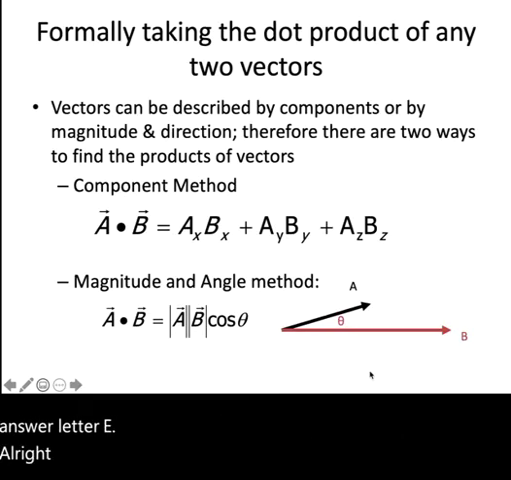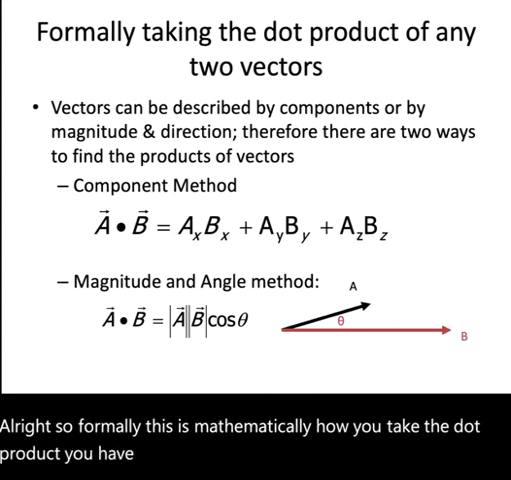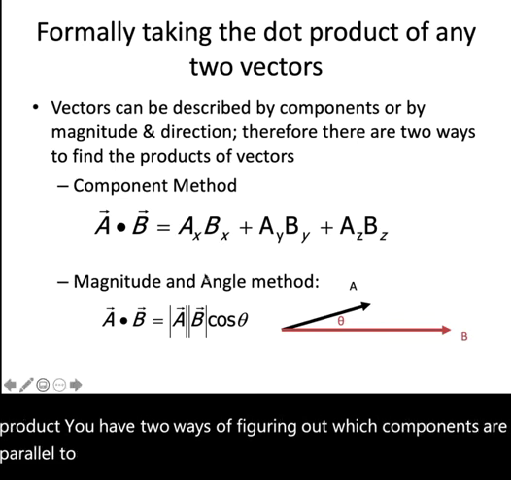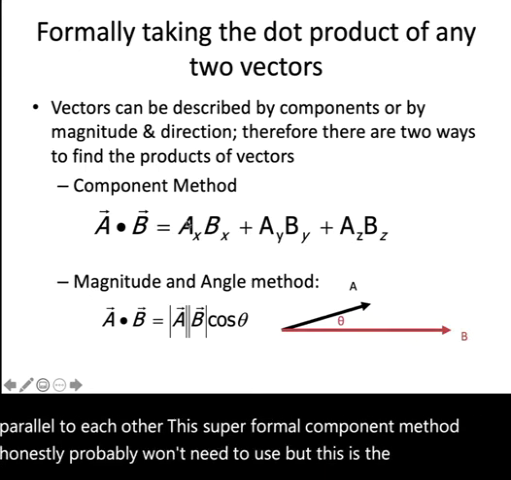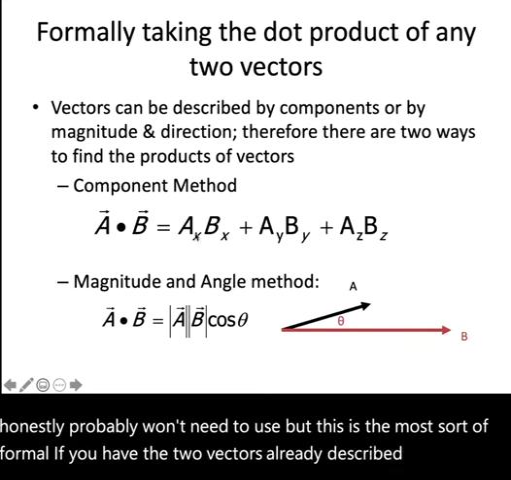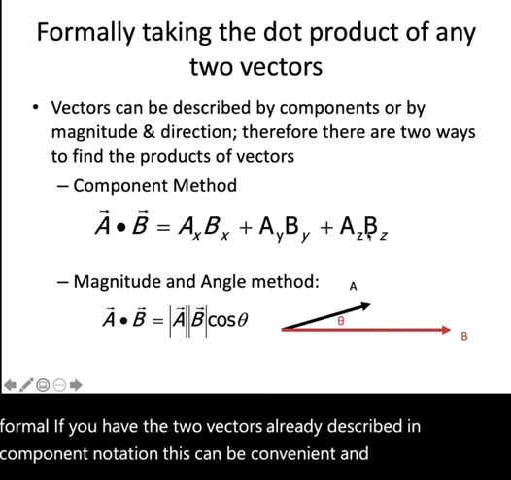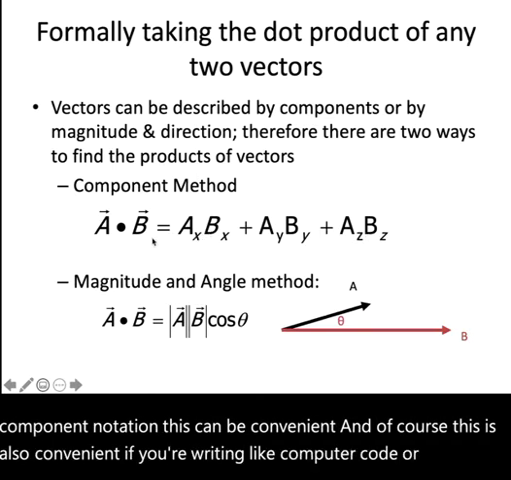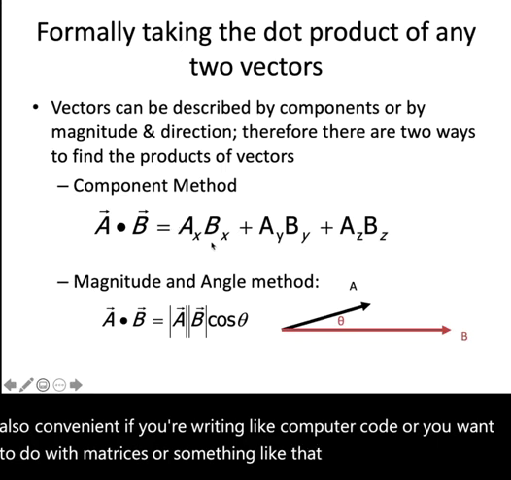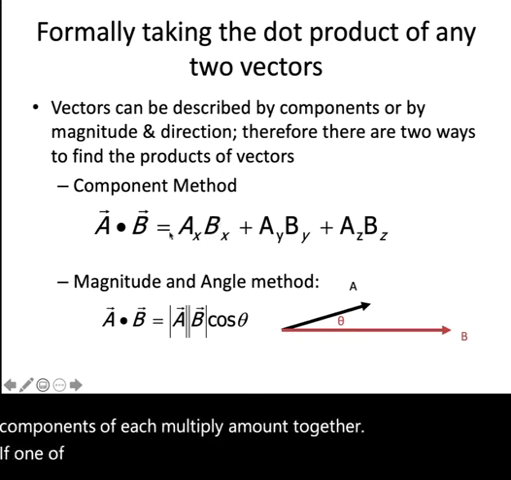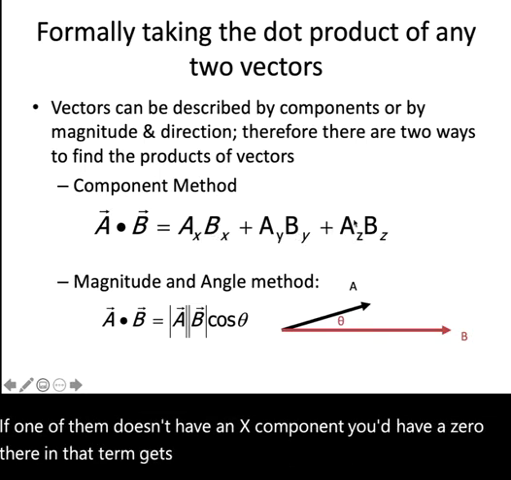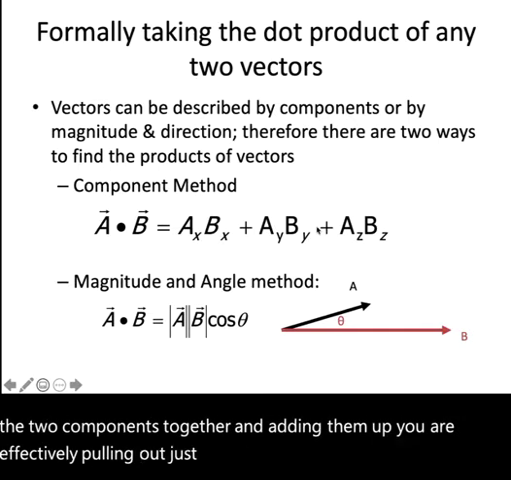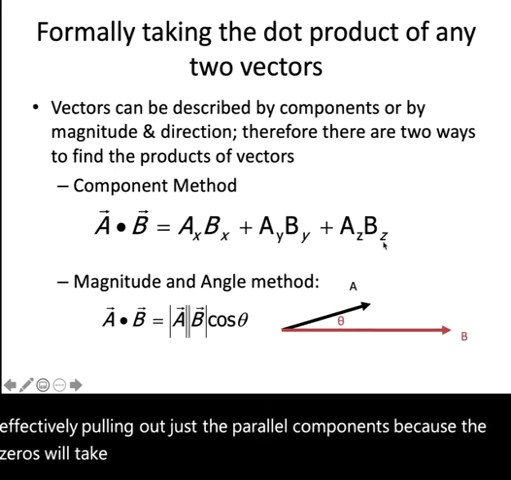All right, so formally, this is mathematically how you take the dot product. You have 2 ways of figuring out which components are parallel to each other. This super formal component method we honestly probably won't need to use, but this is the most formal. If you have the 2 vectors already described in component notation, this can be convenient. And of course, this is also convenient if you're writing computer code or you want to do it with matrices or something like that. And that is just take the x components of each, multiply them together. If one of them doesn't have an x component, you'd have a 0 there, and that term gets eliminated, right? And so just by multiplying the 2 components together and adding them up, you are effectively pulling out just the parallel components, because the zeros will take care of the directions that aren't in both vectors, right?